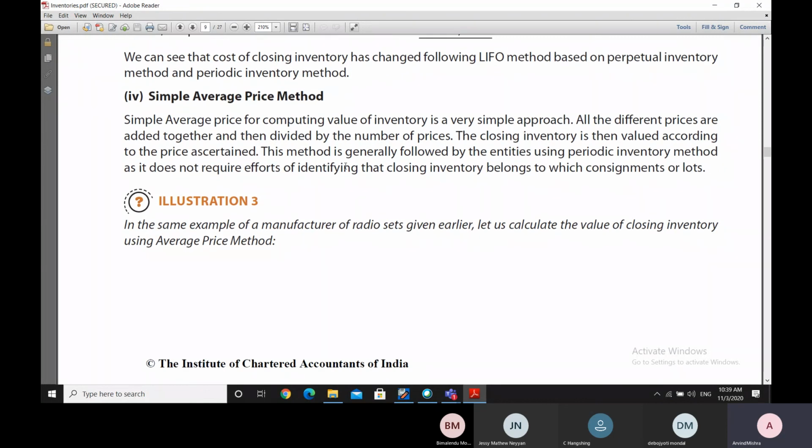So now, after getting to understand these systems, we go to the simple average price method under the inventory valuation techniques. We have already understood some other techniques earlier, so let us understand the simple average price method also. Simple average price for computing the value of inventory is a very simple approach.